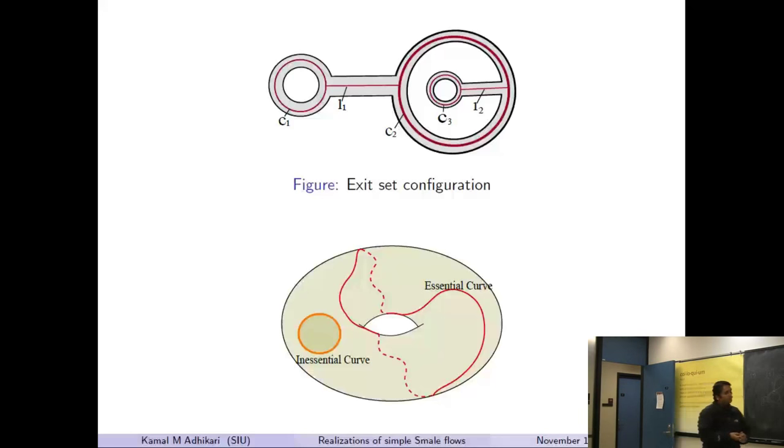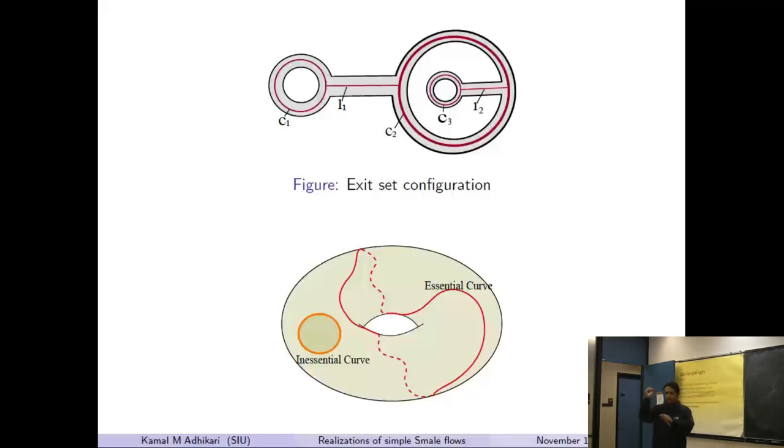It depends on whether these annuli are essential or inessential parts when they fit into the attractor neighborhood. If this is the part of the attractor, and this is the annulus, are they going to glue this way? Or the attractor passes through the annulus? It depends on that. The cores of these annuli may be inessential curves or may be essential curves. An inessential curve bounds a disc on the surface. An essential curve does not bound a disc on the surface.